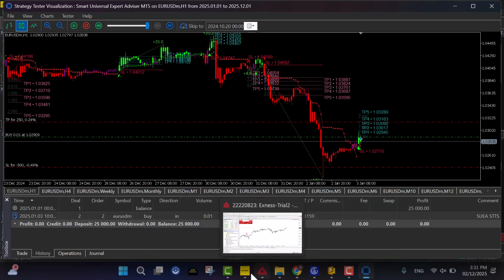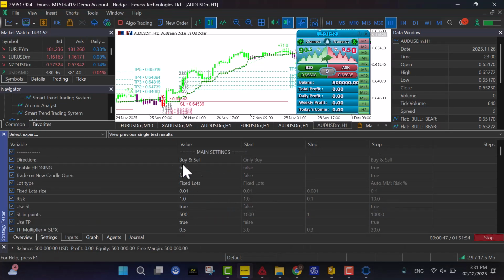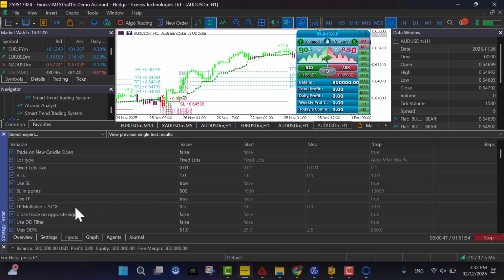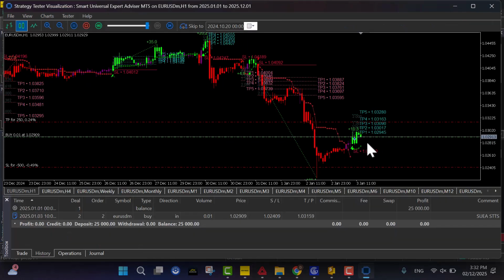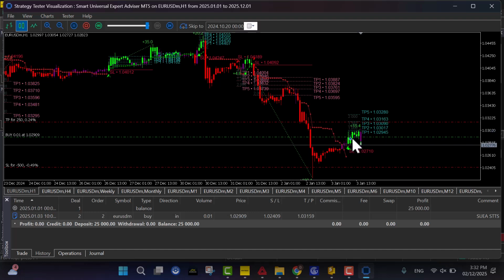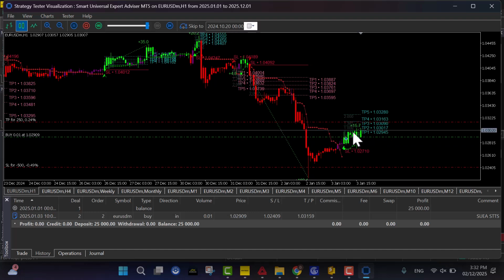And I can show you that indeed that's what I have set up in the settings. So the lot is fixed to 0.01, and the stop loss is 500, and the take profit is half of that, 0.5, which is half of the 500, so 250. And that's what's going to happen here. The Smart Universal Expert Advisor is going to open trades based on the Atomic Analyst in whatever take profit.